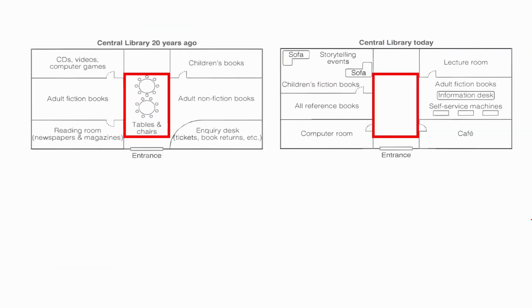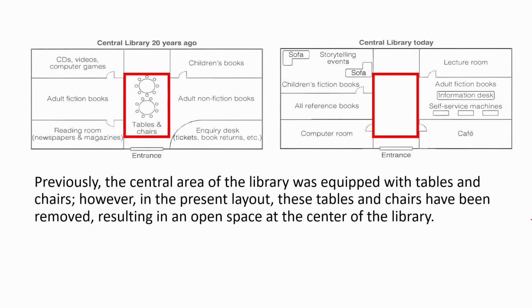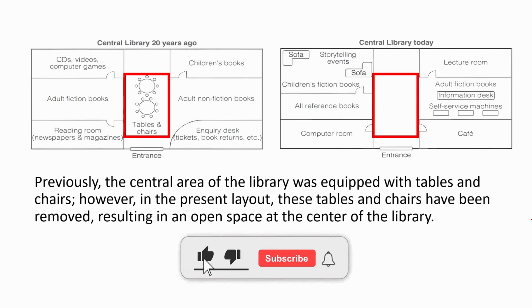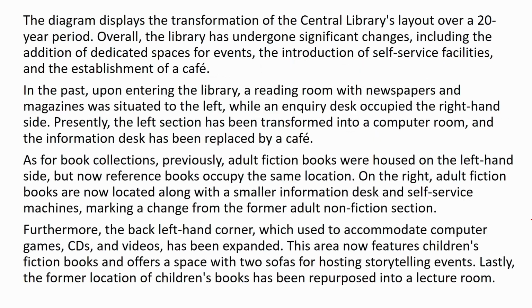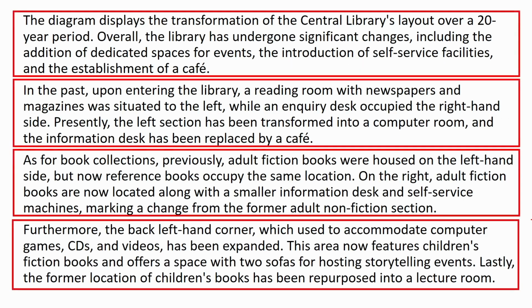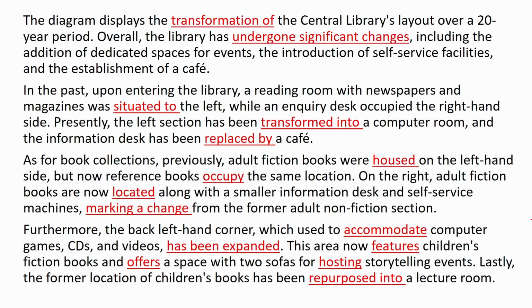You may ask, why didn't you mention tables and chairs? To be honest, I didn't find it that much important to report, but if you want, you can do it. Here's an example. Previously, the central area of the library was equipped with tables and chairs. However, in the present layout, these tables and chairs have been removed, resulting in an open space at the center of the library. So anyway, you could add it also to the model answer if you want, but I left it out. So I organized my answer in 4 paragraphs and started with the front, then middle, and then back of the library.